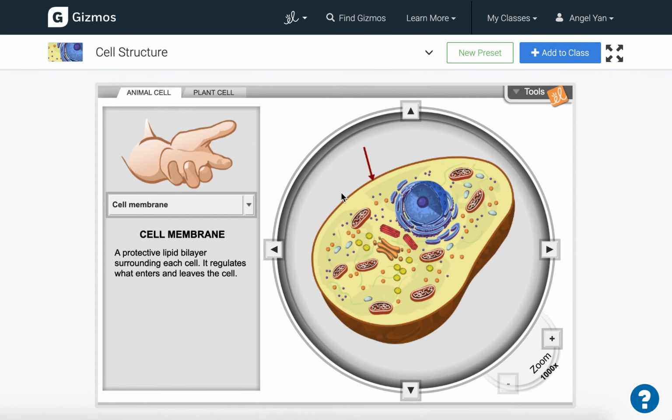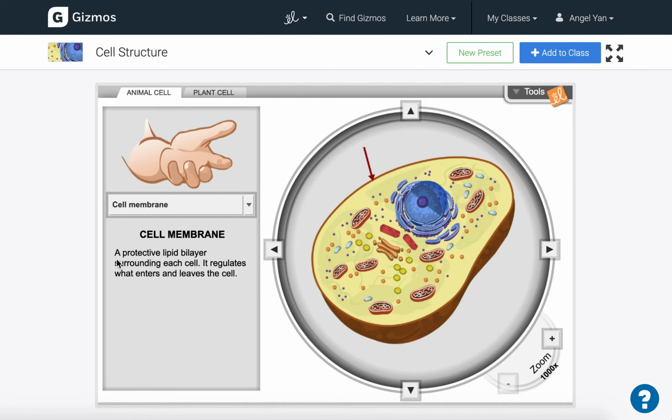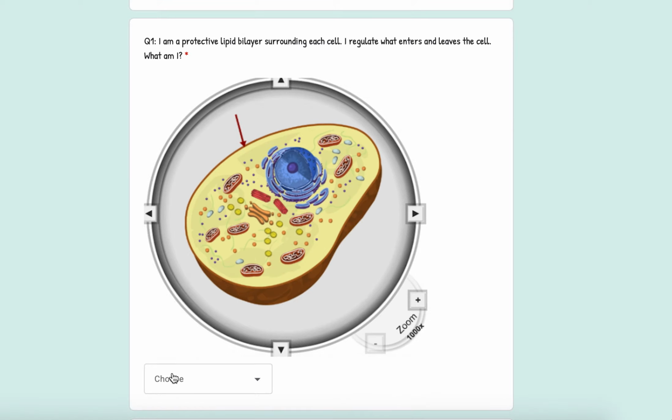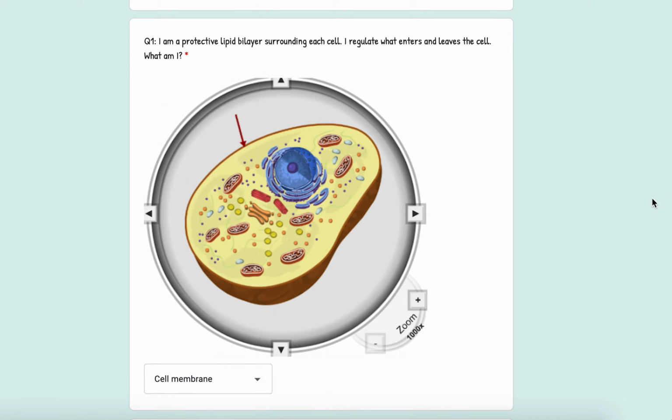Oh, I see right here, this is an identical picture to what I have in the Google form. Let me read the description right here. A protective lipid bilayer surrounding each cell. It regulates what enters and leaves the cell. Oh, so question 1 right here, this would be cell membrane. So I'm going to choose cell membrane right here.